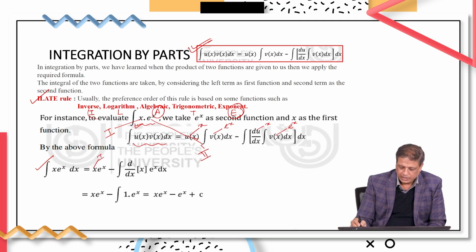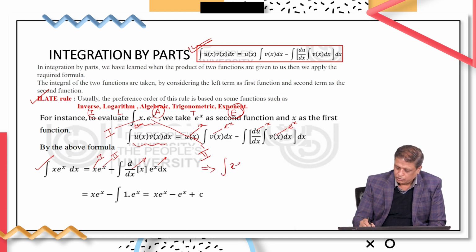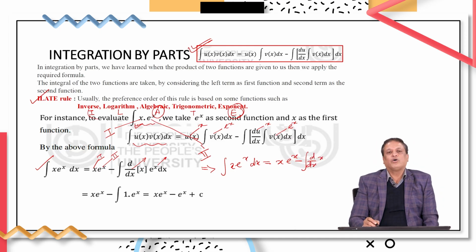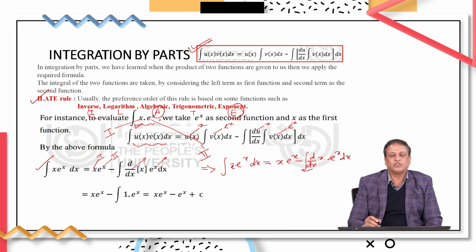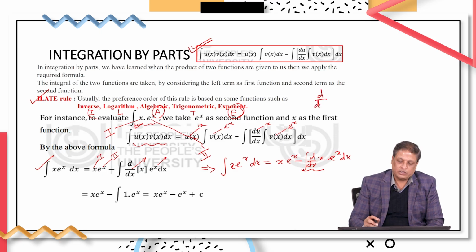So, d/dx of x is nothing but 1, because d/dx of x to the power n is equal to n x to the power n minus 1. So, this will turn out to be 1 and you will get x into e to the power x minus integral of 1 into e to the power x dx, which is again e to the power x. So, the final solution is x into e to the power x minus e to the power x plus c. So, we understood that in integration by parts we are supposed to follow the formula ILATE, wherein I is inverse, L is logarithm, A is algebraic, T is trigonometric and E is exponential.